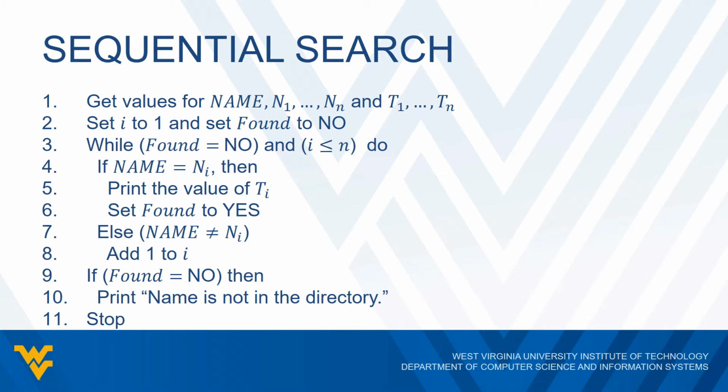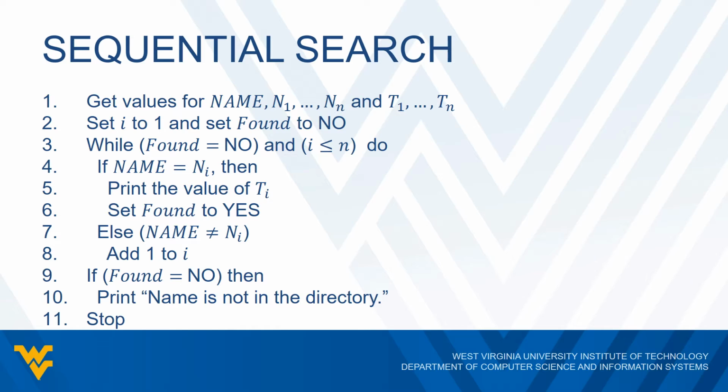Let's start by taking a look at our sequential search algorithm that we did a while back. So remember that we had a list of n names in a phone directory, and there were n telephone numbers that went along with those names. So we would look for a specific name, which we call name. And what we would do is just start at the very beginning of the list.